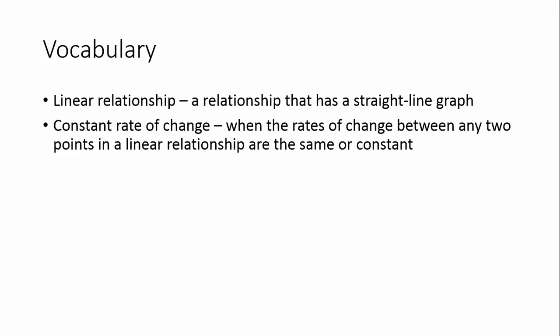So we have two vocabulary terms to begin. First is a linear relationship, and that's a relationship that has a straight line graph. So anytime you create a graph that has a straight line, it has a linear relationship. Also, we have constant rate of change. A constant rate of change is when the rates of change between any 2 points in a linear relationship are the same or constant, and we'll look at some examples today where that is the case.